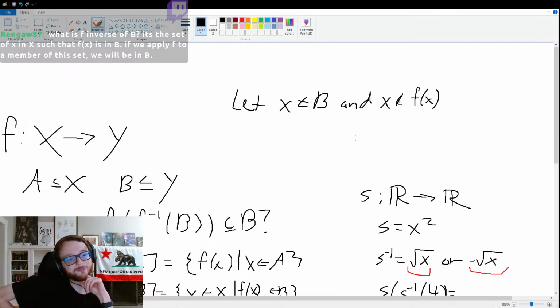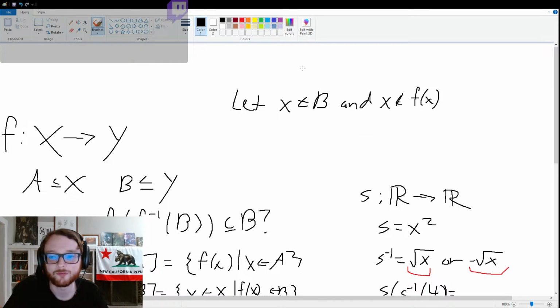What is F inverse of B? Wait, I messed this up, didn't I? No, yeah, actually, no, this is good. I don't know what I do with this, but I think this is how I would probably start it, in my uneducated opinion.